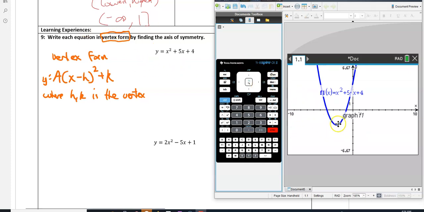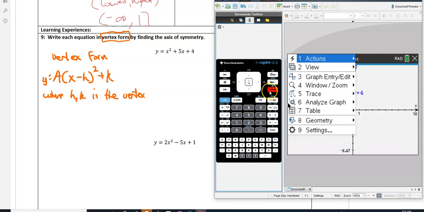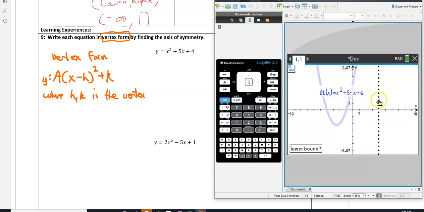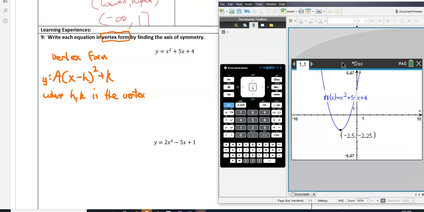Remember, to find a vertex, it's this bottom tip right here, which would be a minimum on this graph. If it's upside down, it's a maximum. This one's a minimum. So I'm going to do menu, analyze graph, minimum. And remember, you get these dots. You click on one side, or this middle button right here, and then go over and click on the other side, and it gives you your vertex right there. Negative 2.5, negative 2.25 is my vertex.